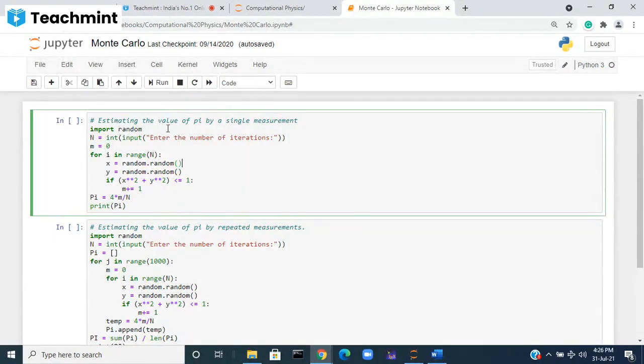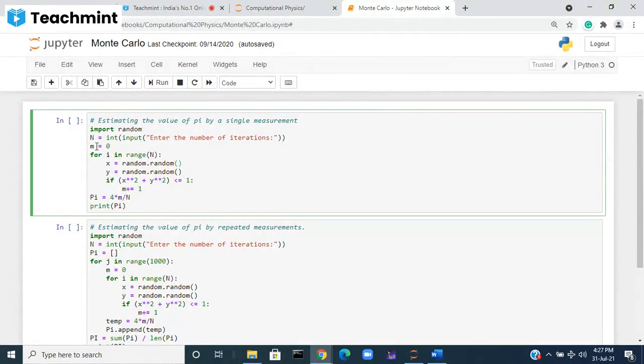Okay. So first we import the random module, then in the second line we write n equal to int(input("enter the number of iterations")). The input will return a string, then the int function will convert it into an integer, and that number will be stored in the variable capital N. Then we initialize m to 0. What is m? m counts the number of points which lie inside the circular sector.